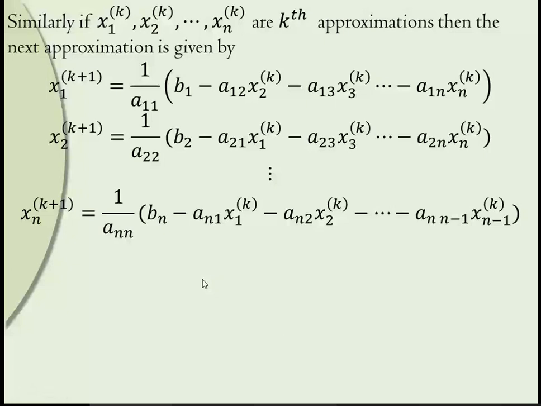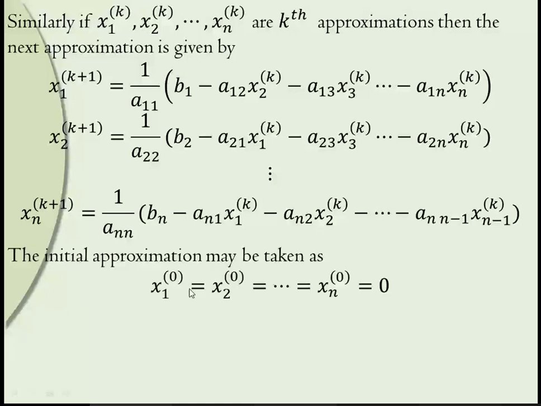Because for a transcendental or algebraic equation, we start with a point from a particular interval. We first check for which points the function is positive and for which points the function is negative. But here there are so many equations, so how do we decide which initial point to take? For that, we can start with the 0th approximation as all the terms equal to 0. We may assume that the initial approximation x10, x20, xn0 is 0.